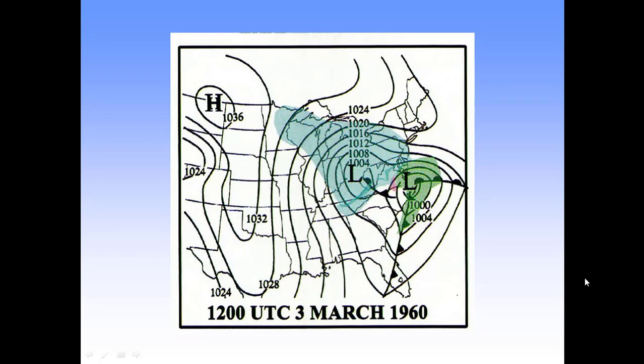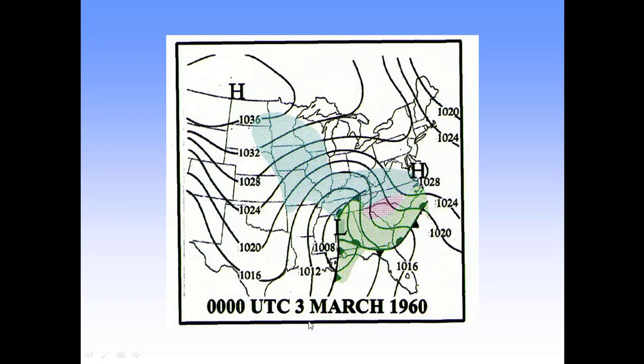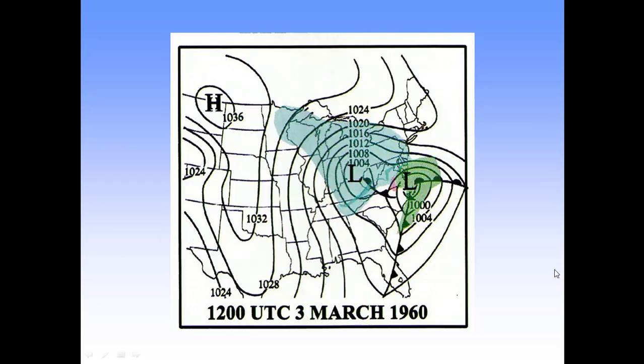So here, 12 hours later, now we're looking at March 3rd of 1960. So here, this was the March 2nd, 7 p.m. Eastern Standard Time surface map. So this is the 7 a.m. or 12 Zulu, March 3rd, 1960 surface map. So here what you notice is that, again, this area of high pressure is pretty much stationed out towards western parts of the United States, west central parts of the United States.